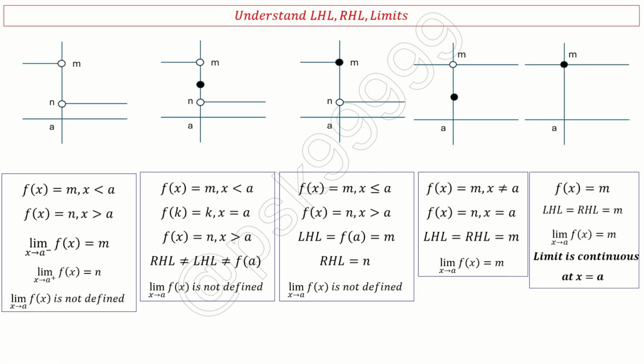Okay, the last one. You have LHL, RHL, and the function value. All three are merged, and the value is m. This is the special case where we call the function continuous. The limit exists, the limit as x tends to a of f of x is m, and we call this continuous at x equal to a. You will learn more about limit and continuity in class 12th, but as of now, this is enough. Next.